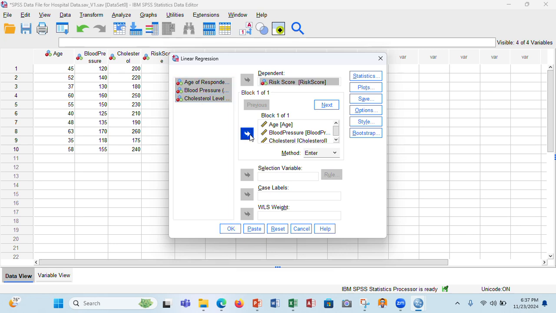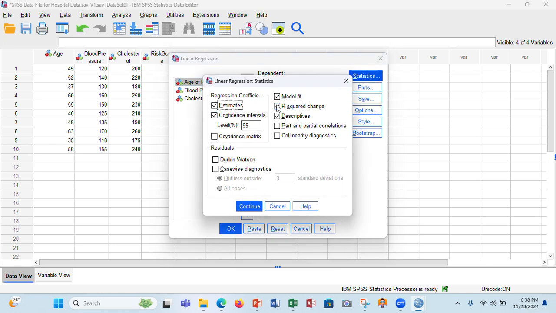I would like to remove these that were already pre-entered. I highlight them and then enter them there. Highlight, enter. You can choose to enter them one by one, by clicking one and it enters. Then after that, we want to go to Statistics.